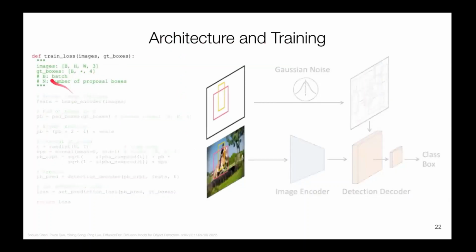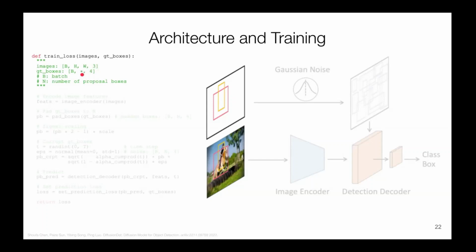This is the train loss pseudocode. It takes as input the raw input images and then the ground truth annotated boxes. So we have the batch, the height, width, and the 3 RGB channels. Then for the ground truth boxes, we have the batch, an asterisk, and 4. The 4 is the center coordinate X, center coordinate Y, height and width. And the asterisk is because the instance number in each image will vary. Here we have a horse and a person, so that's 2 instances, but it could be 3 horses, 3 people.